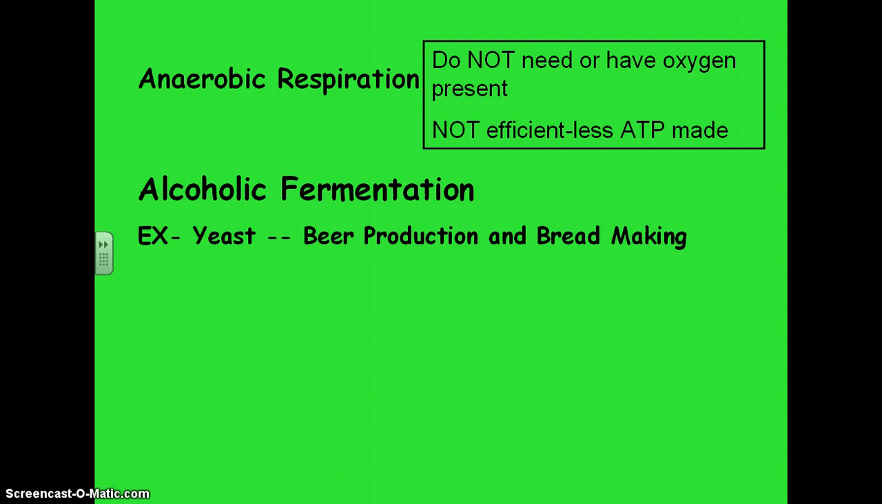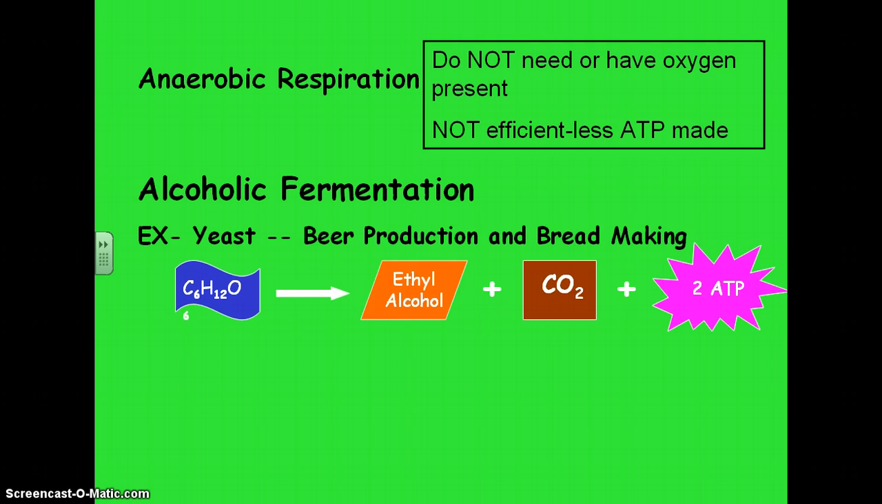There are 2 good examples here. Alcohol fermentation. And in alcohol fermentation, we get C6H12O6. And that's the sugar or glucose. And it's broken down into ethyl alcohol and CO2 and only 2 ATP. Now, if you think back to when we talked about aerobic cellular respiration, we produce 38 ATP. 2 compared to 38 is a big difference. So here we really do see how much better cells are at doing aerobic respiration.